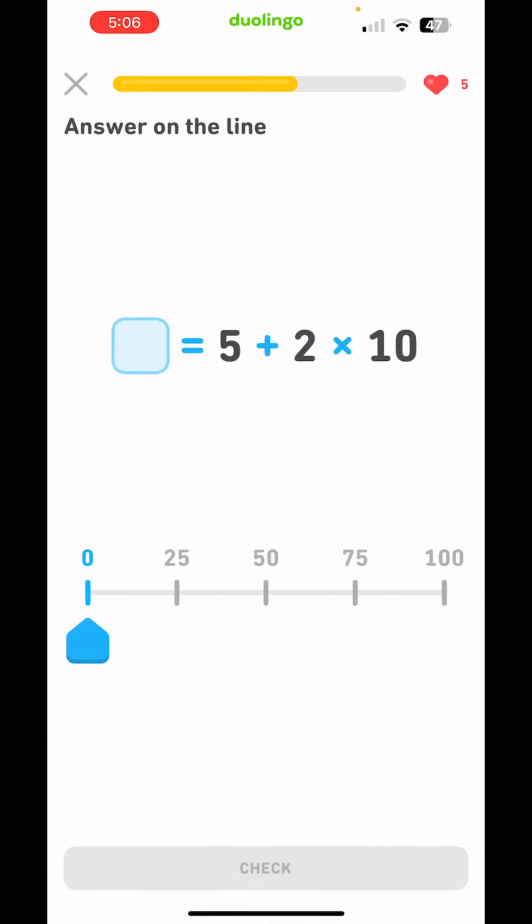Okay, 5 plus 2 times, see, they're doing it again. 5 plus 2 times 10. Okay, so 10 times 2 is 20. 20 plus 5 is 25. Oh, 0.5 is half. Yeah, I think I got that. So, okay, this one is 25.